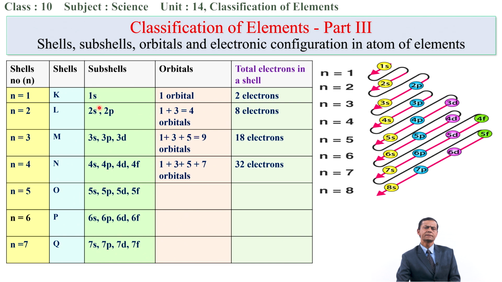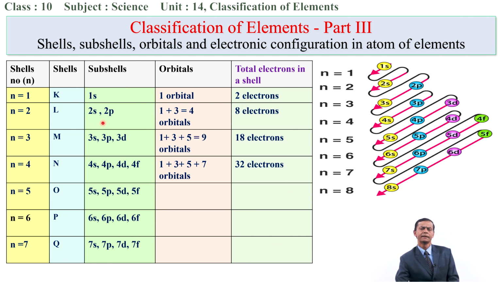Dear students, 1s means this is a subshell. Within a subshell there are orbitals also. Remember, s has only 1 orbital, isn't it? This K shell has only 1 orbital and only 1 subshell, which can carry 2 electrons, which can hold 2 electrons.